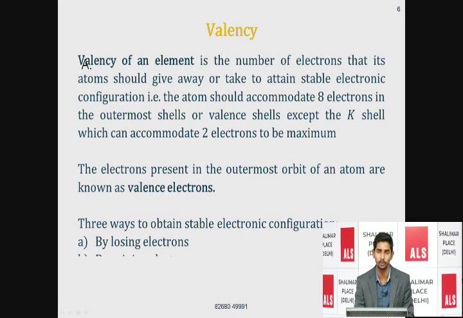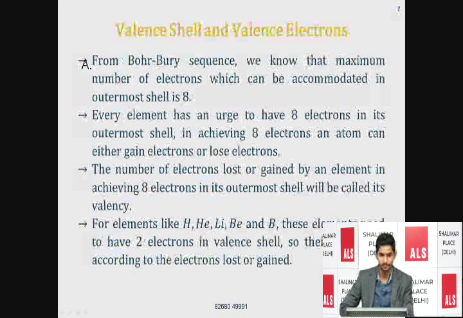Only the K shell can have 2 electrons in the outermost shell, whereas all the other shells will definitely have 8 electrons. Okay, see, the numbers 2, 8, 18, 18, 32 are the total number of electrons in that shell. And the outermost shell, or the outermost orbit of that shell, will have 8 electrons. That's what this statement means. The electrons present in the outermost orbit of an atom are known as what? Valence electrons. Okay. Three ways to obtain the stable configuration. First is by losing electrons, second is by gaining electrons, and third is by sharing electrons. Okay.